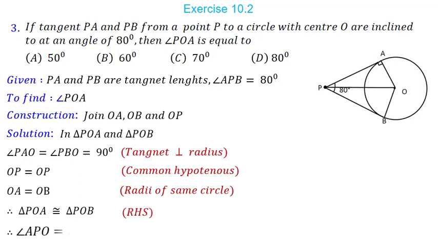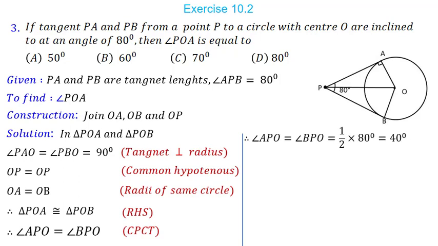Now, angle APO is congruent to angle BPO, or angle APO is equal to angle BPO, as they are corresponding parts of congruent triangles. As their sum is 80 degrees, we will say that angle APO is equal to angle BPO, which is half of the 80 degrees, which is 40 degrees.